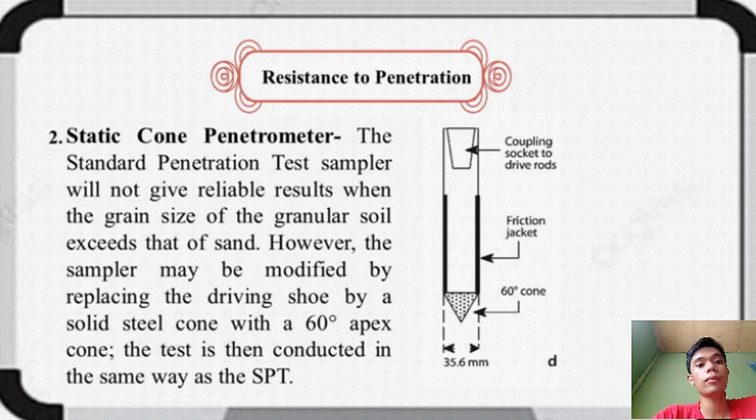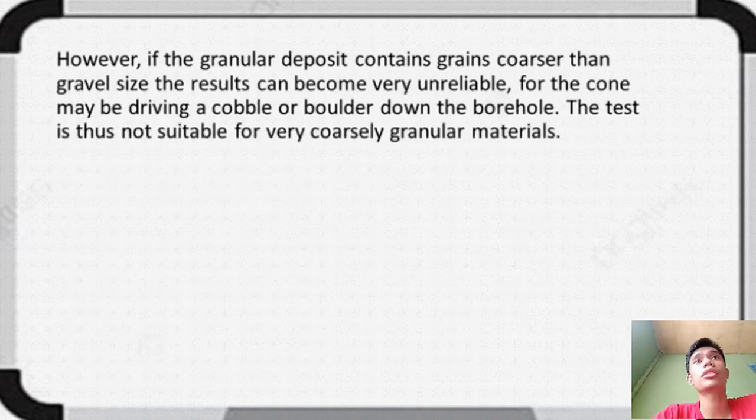But there is a disadvantage in using the static cone penetrometer. However, if the granular deposits contain grains coarser than gravel size, results can be very unreliable, for the cone may be driving a cobble or boulder down the borehole. The test is not suitable for very coarsely granular materials.